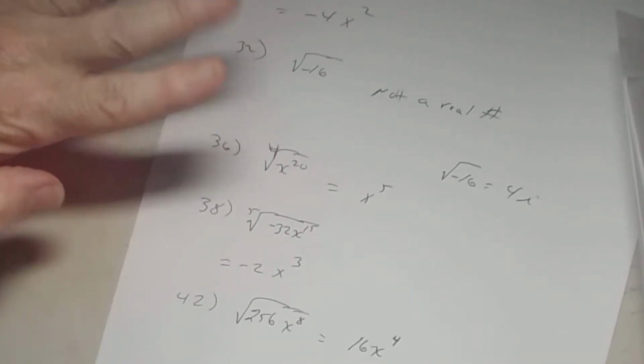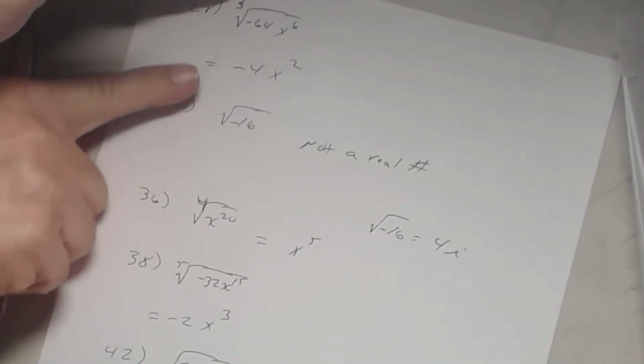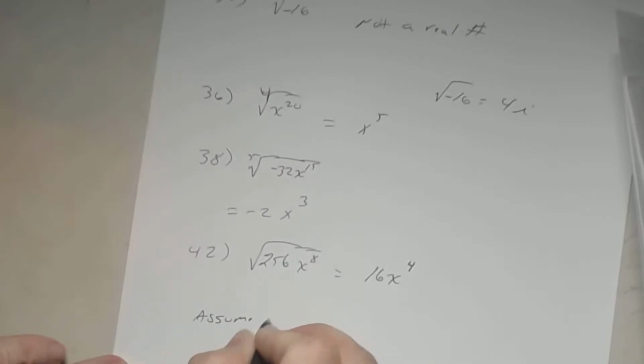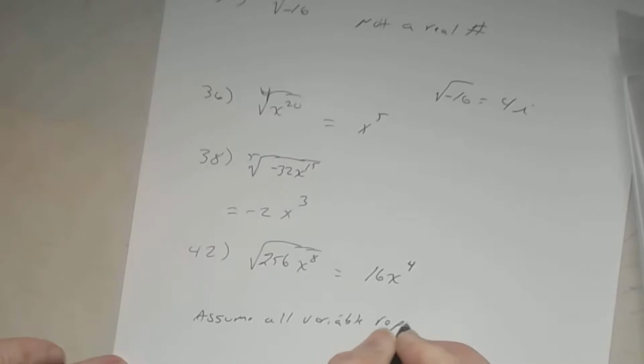Now, there is one little part here in my math lab where the absolute value is going to be important. So you've got to listen carefully to this. You see how we had variables here? The direction said, assume all variables represent positive real numbers.